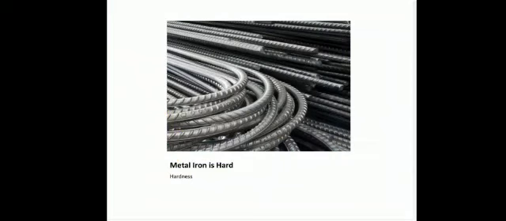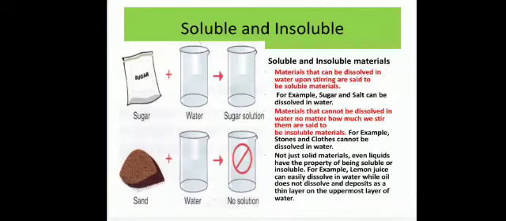Now moving towards the next property, that is solubility in water. Water dissolves a large number of materials, but it cannot dissolve all the materials. Some materials are soluble in water, whereas other materials are insoluble in water. So all the materials can be classified into two groups on the basis of their solubility. Materials which are soluble and materials which are insoluble in water. Okay.